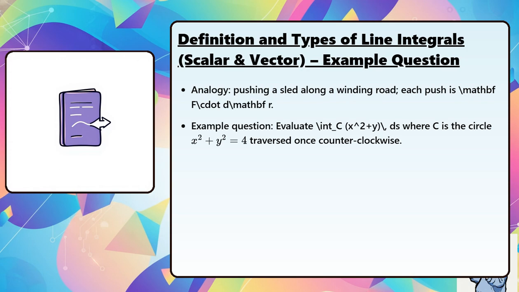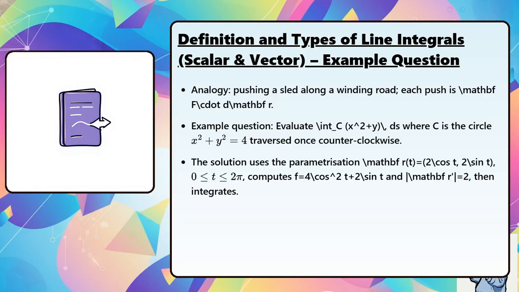Example question: evaluate the integral over C of (x squared plus y) ds, where C is the circle x squared plus y squared equals 4 traversed once counterclockwise. The solution uses the parametrization r of t equals (2 cosine t, 2 sine t), t from 0 to 2 pi, computes f equals 4 cosine squared t plus 2 sine t, and norm of r prime equals 2, then integrates.